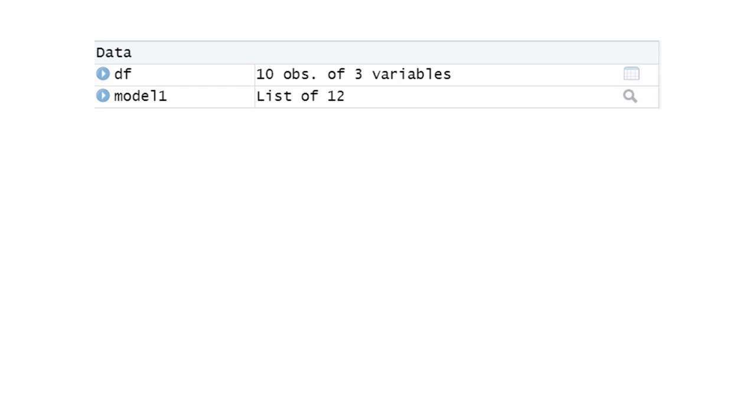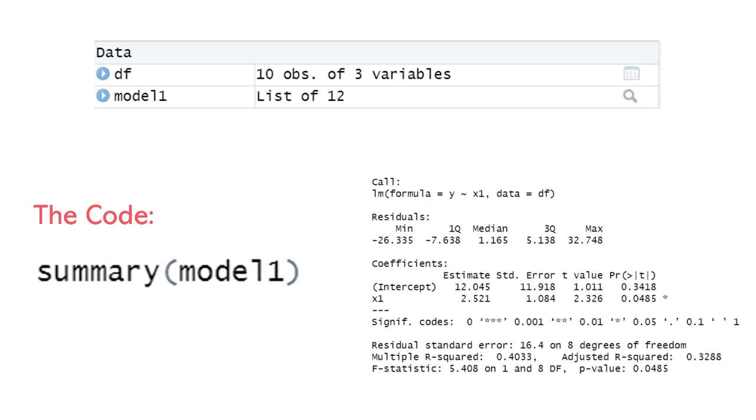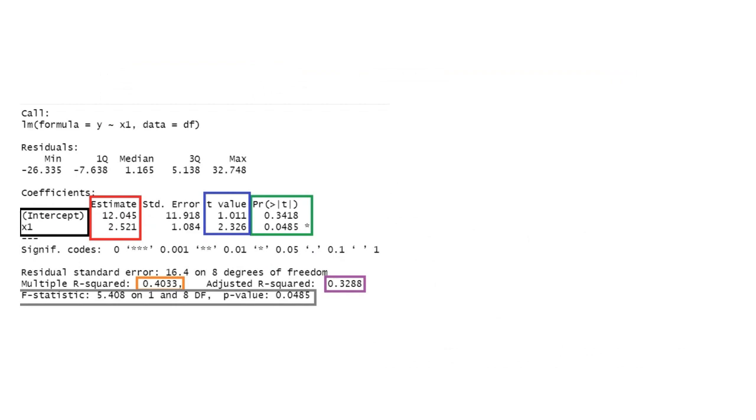Next, we are going to look at a summary of the model. To do this, use the following code. The results will be as follows. Now we can interpret the results. The black box shows the coefficients in the model. Since this is a simple linear regression model, there are only two coefficients. Remember that the intercept or beta 0 will always be one of them.